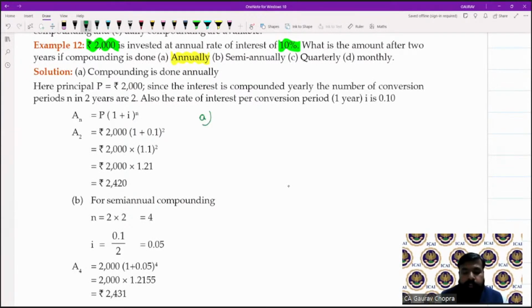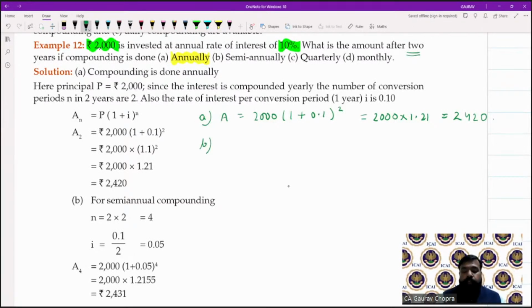So in the first case, amount is equal to principal 2000, then 1 plus 10% to the power of how much? After 2 years is given, that means power 2. So 1.1 squared, equal to. So 2000 multiplied by 1.21. How much are you getting? 2420. This is the amount in first case.